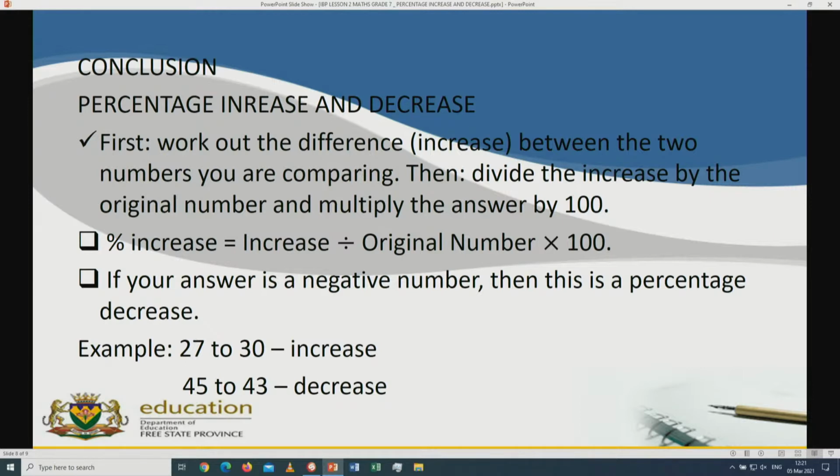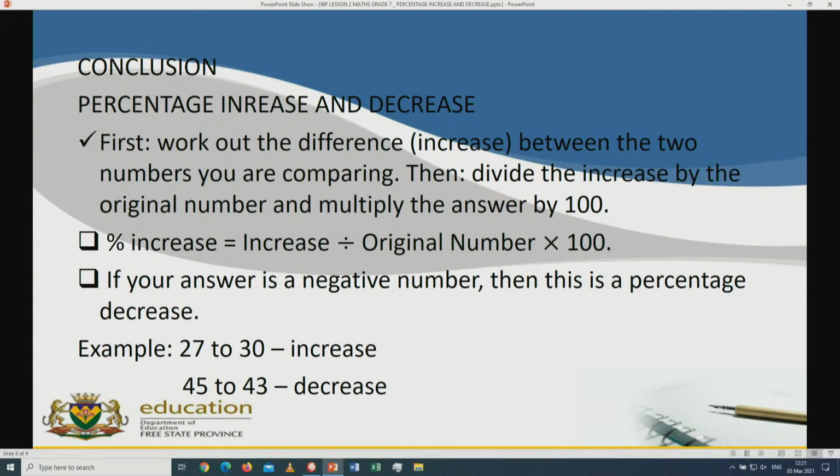If your answer is negative, meaning we have a price that was higher and now it resulted in a lower amount. For example, from the previous example we said a ticket price being 50 Rand, now it was decreased to 45 Rand. Then you can see that there was a decrease of about 5 Rand. Therefore, if your answer is negative, it means a smaller number having to subtract the bigger number, then this is a percentage decrease.